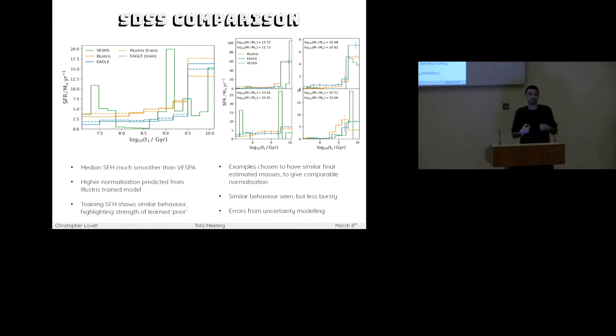So this shows the influence of our training data, our training prior. And to emphasize that, the dotted line here shows the input training star formation history. Whilst they're not identical, we're not just predicting our input training data, but the prior from the simulation is very powerful and very informative.